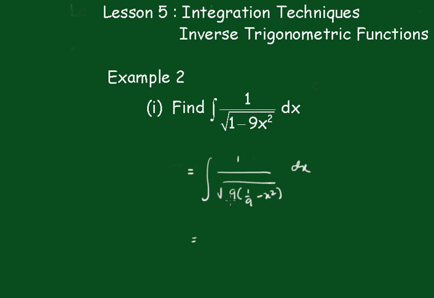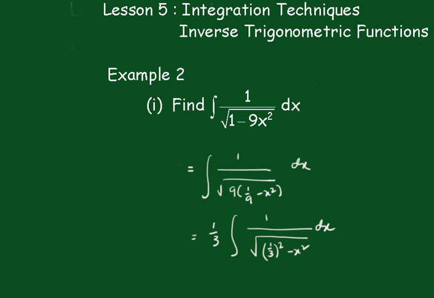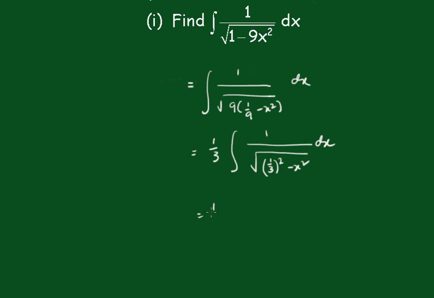And of course that 1 on 9 will be taken right out, and it becomes 1/3 times the integral of 1 over the square root of, now 1/9 is 1/3 squared minus x squared dx. And of course that's going to be 1/3 inverse sine of x over 1/3 plus a constant. But of course that already is 1/3 the inverse sine of 3x plus a constant.